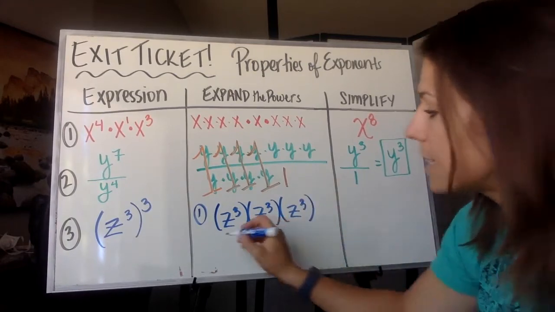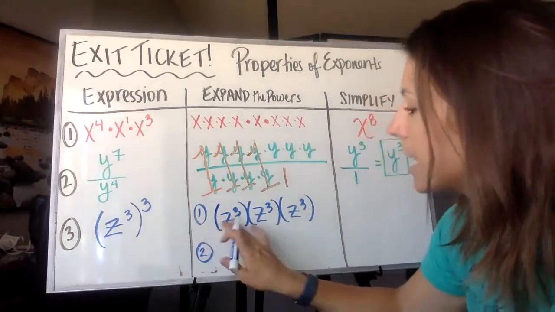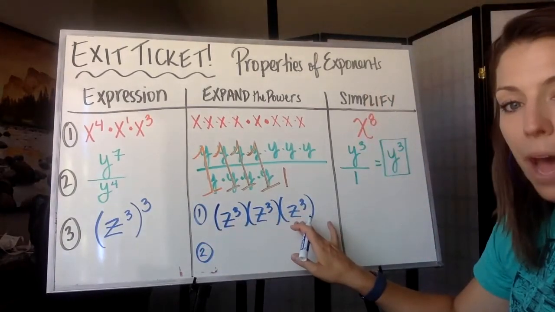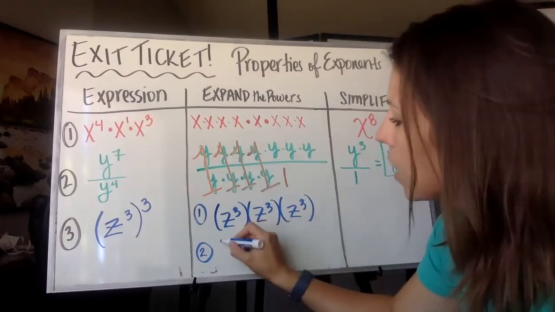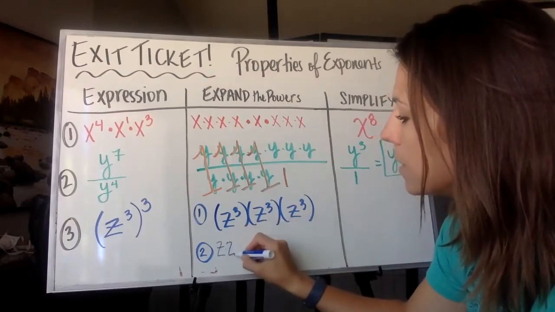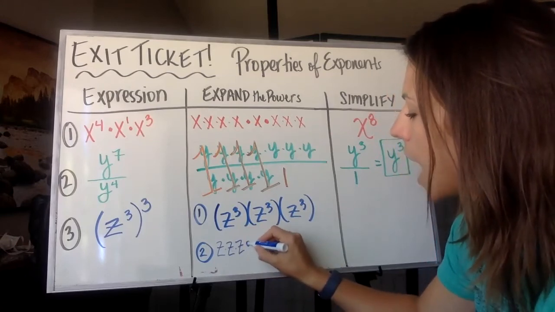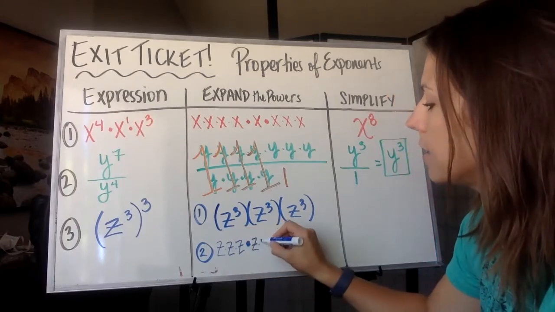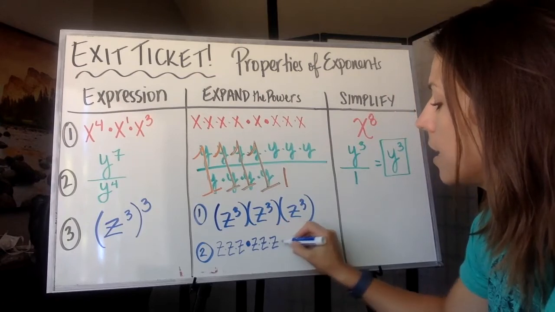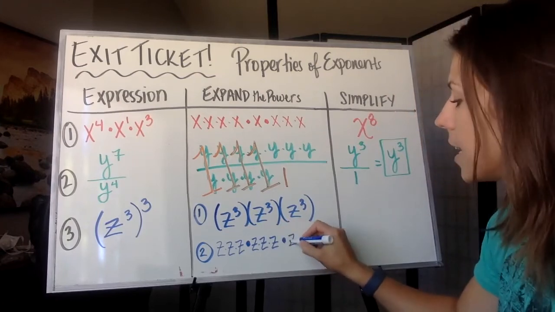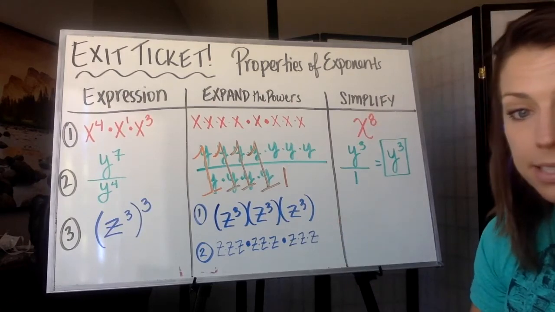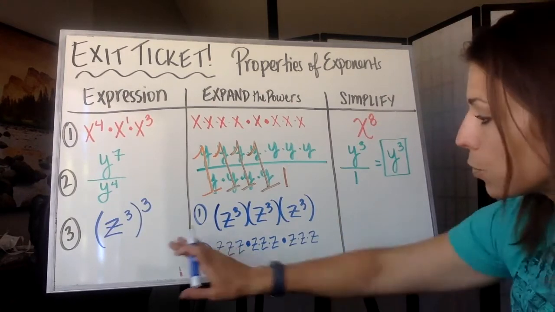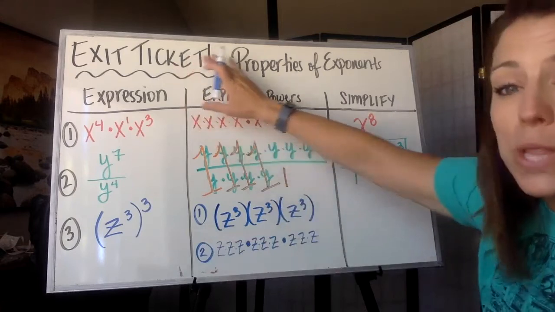But we're not done yet. Step 2, expand all those z's to the power of 3's. What does that mean? That means z times z times z. So here we go. Z times z times z times z times z times z times z times z times z. That's a lot of z's. Now that it's written all the way out, it's fully expanded.